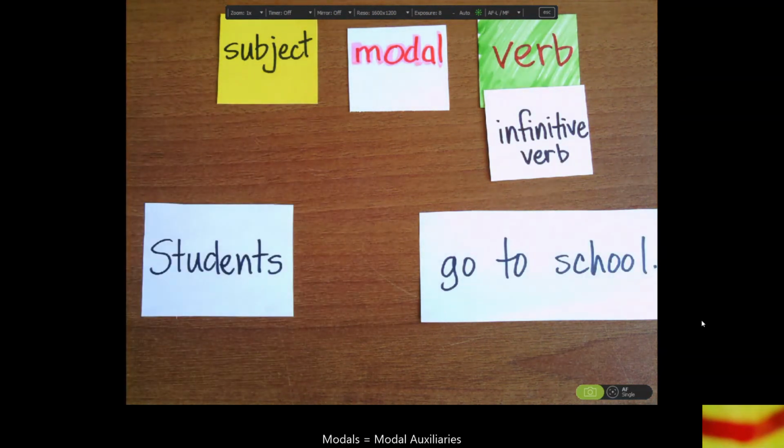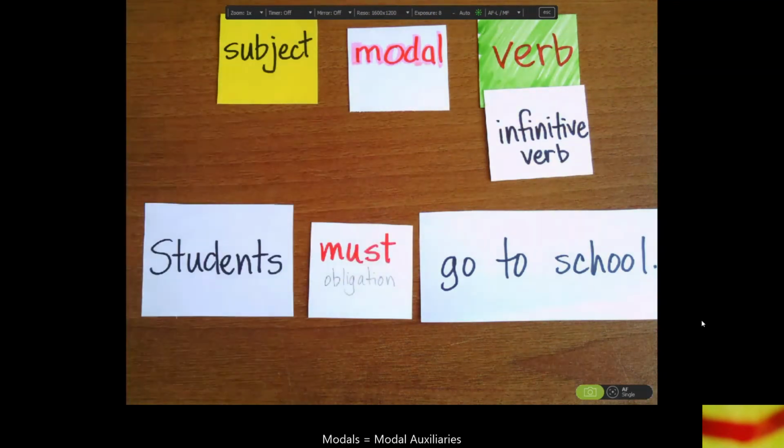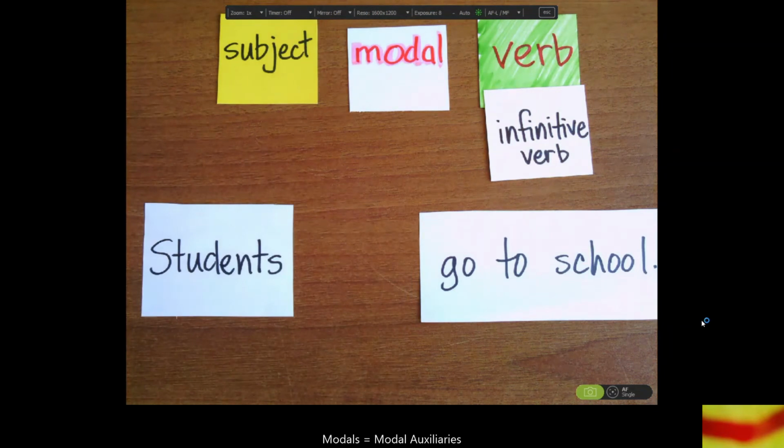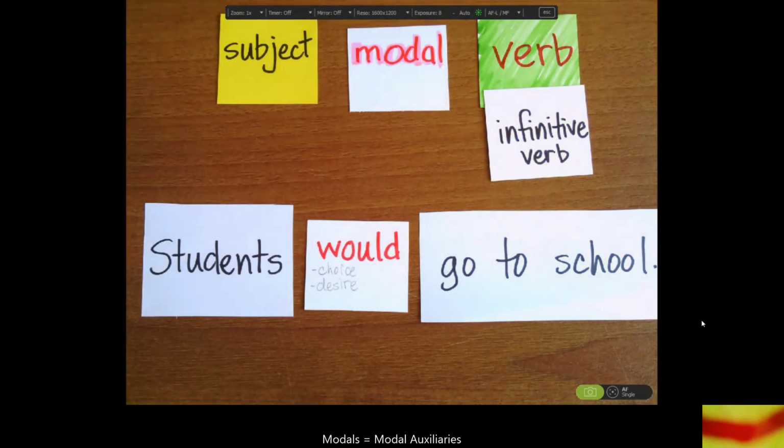If I say students must go to school, it's even stronger. It's an obligation. That means there is no choice. Students must go to school, or they will not be students. If I say students would go to school, that means it is their choice. After secondary, everybody has a choice to stop their education there or continue at Cégep. Students would go to school is a choice. It's also a desire.